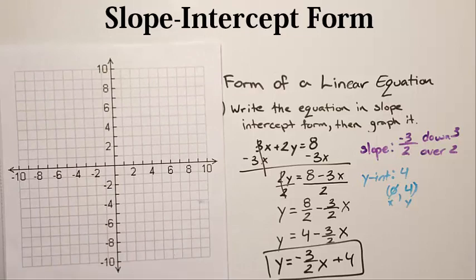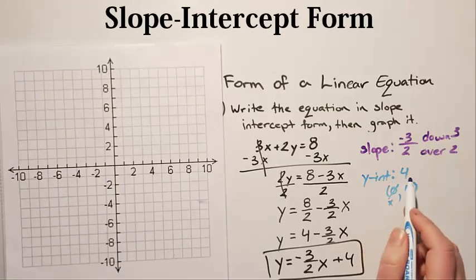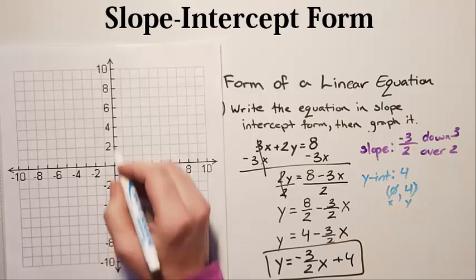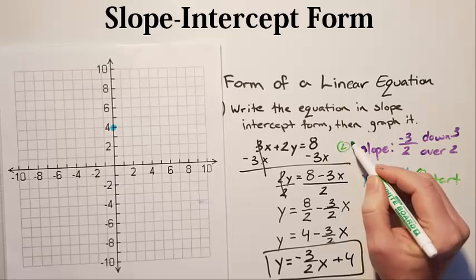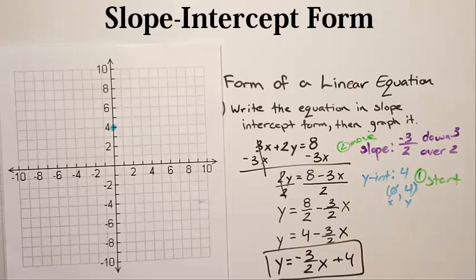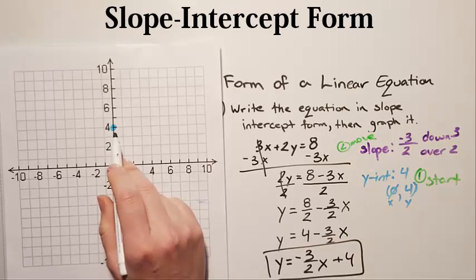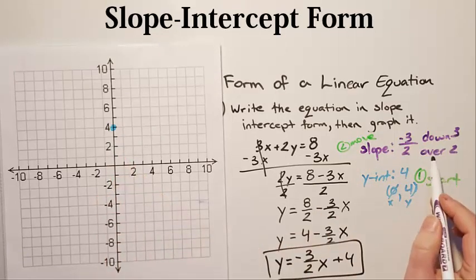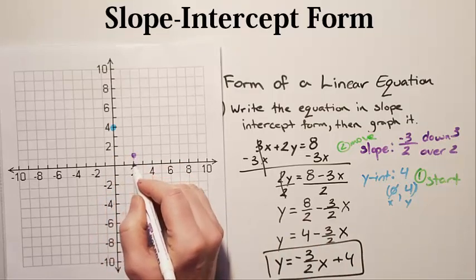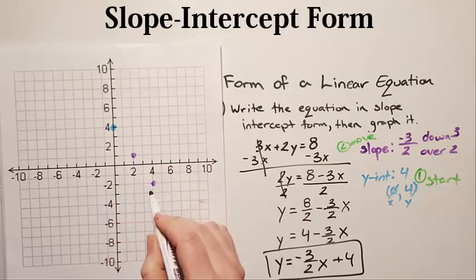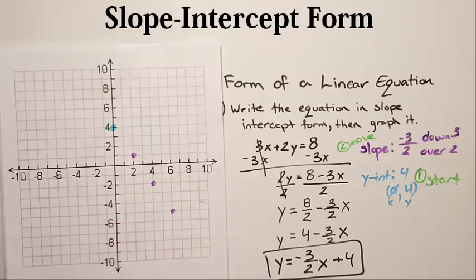So here's my graph paper. You are telling me that my y-intercept, where I cross the y-axis, is 4. So here is where I cross my y-axis at 4. So this is where we started. And then we're supposed to use the slope, and the slope tells us how to move across to the next number. So if I started here, I now need to go down 3 over 2. So I go down 3 over 2, down 3 over 2, down 3 over 2.